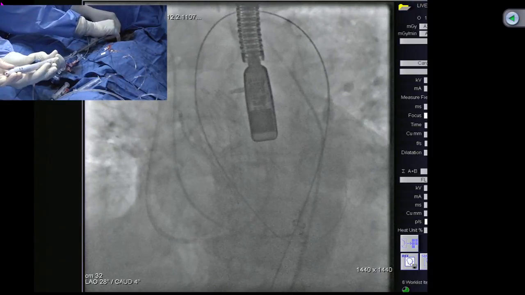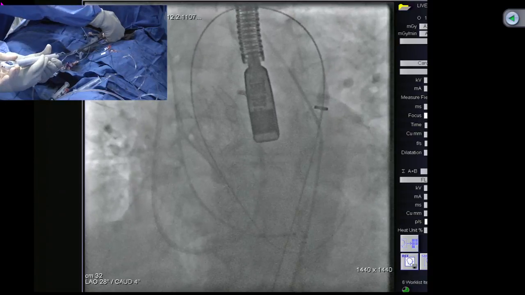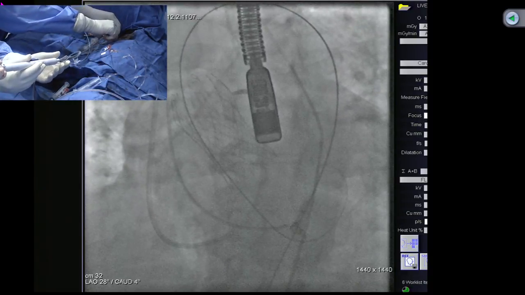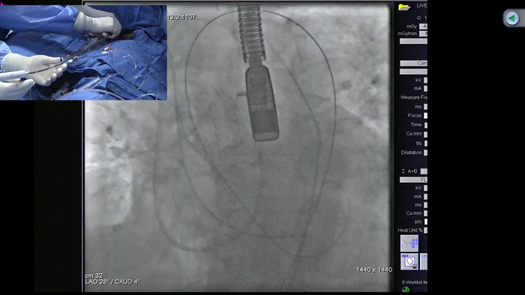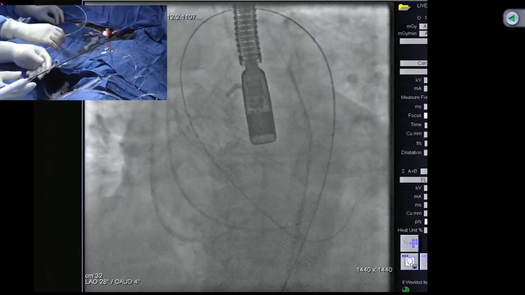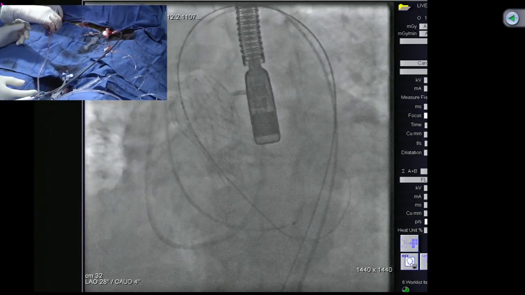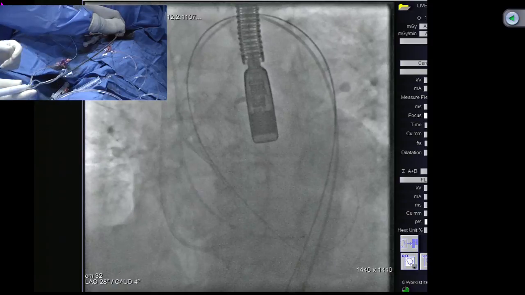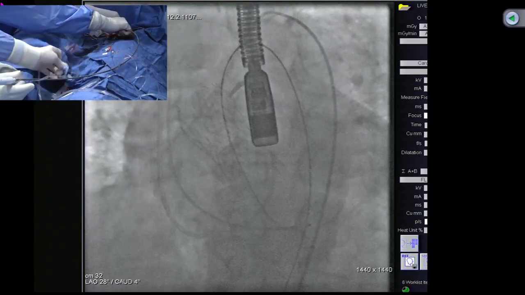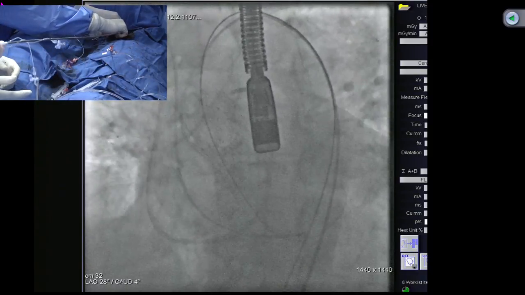Okay, bring it, Mary. It's good. Start coming out. Okay, let's get the pigtail. Yeah, no, we can take this one out. Let's take the valve out because it's not going to serve any purpose now. Okay, keep the wire.